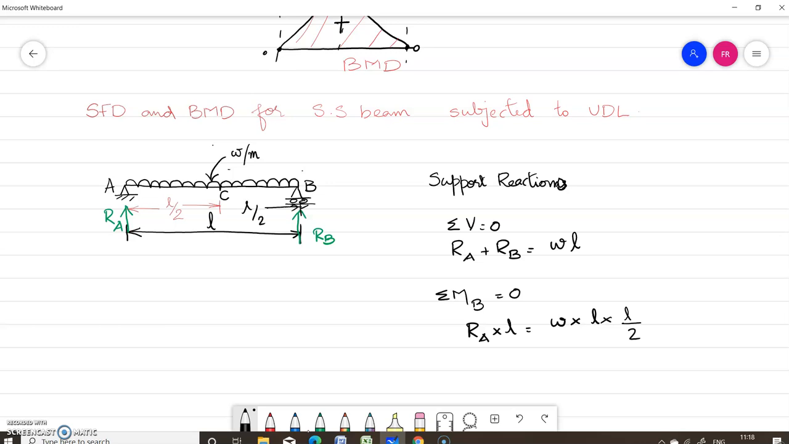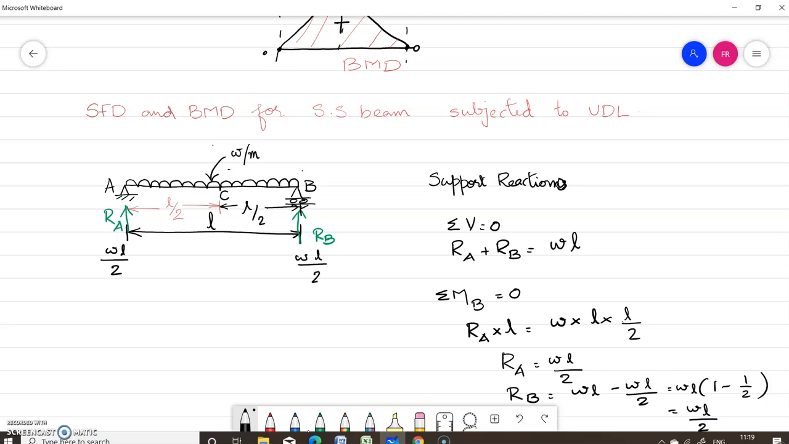So moment of RA about B, moment of load acting at the center will be equal to W into L, and distance is into L by 2. So we can write RA is equal to WL by 2 and RB is equal to WL minus WL by 2, which is equal to WL into 1 minus 1 by 2, which is equal to WL by 2. So you have got the reactions: RA is equal to WL by 2 and RB is equal to WL by 2. Now we can write the shear force.